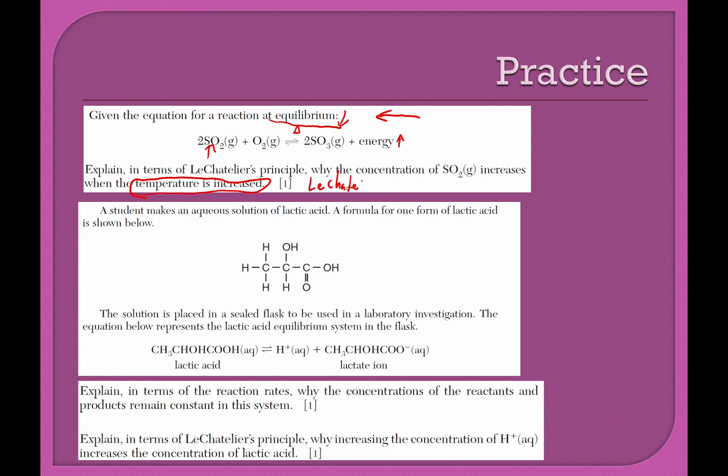So Le Chatelier's principle states that an increase in temperature favors the reverse reaction, therefore increasing the SO2 gas concentration. So we shift away from that added energy, which is a left shift, which will increase the concentration of SO2. Le Chatelier's principle says that we shift away from the added stress.